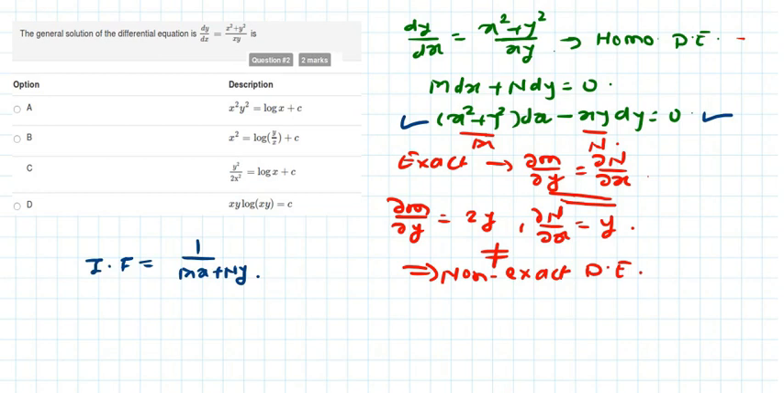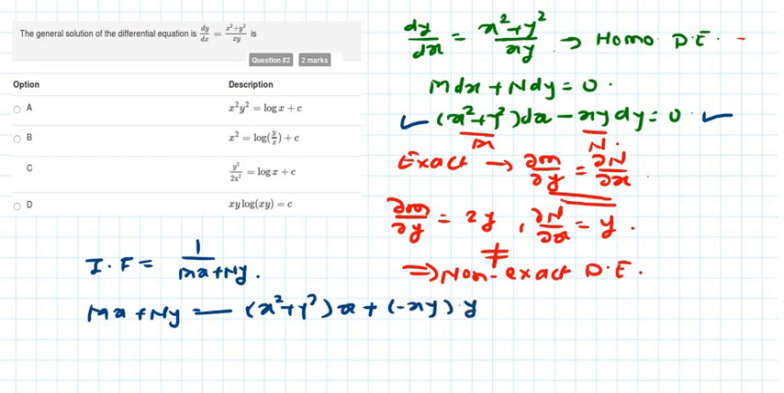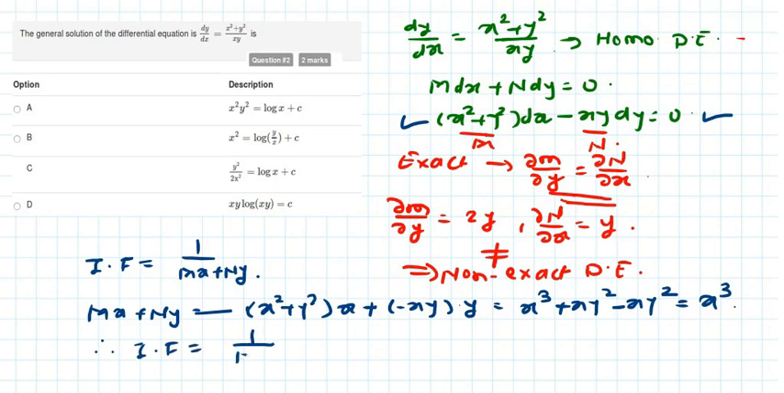Let's find out what Mx plus Ny is. M is x square plus y square, into x, plus N y, where N is minus xy, into y. Let's solve this. This will be x cube plus xy square minus xy square. These two terms will get cancelled. So only x cube remains. Therefore its integrating factor is 1 upon Mx plus Ny, which is 1 upon x cube. So this is your integrating factor.